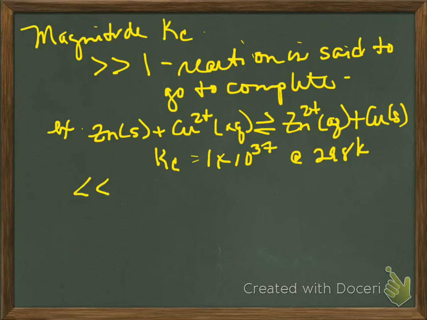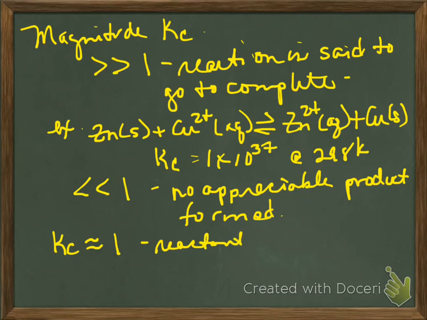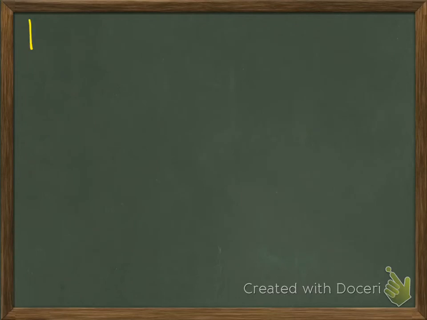Conversely, if Kc is much less than 1, there is no appreciable product formed, and I have almost all reactant. Then if Kc is about equal to 1, then I will have both reactants and products in my system.